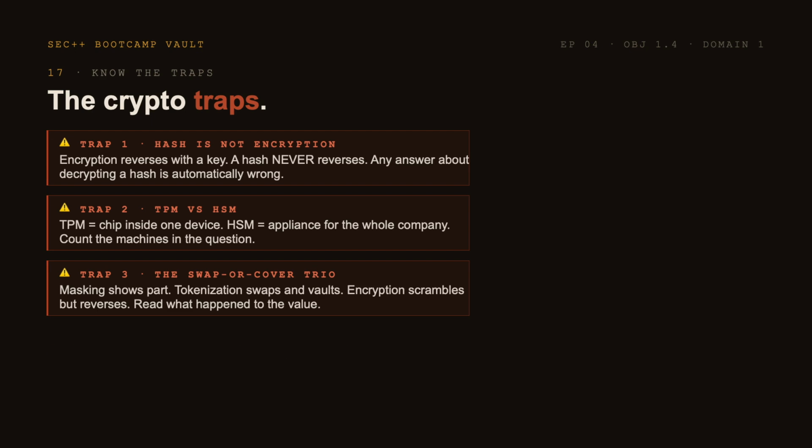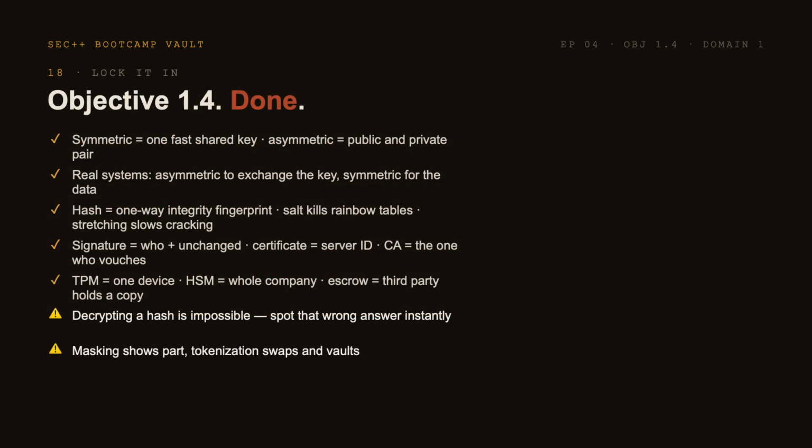Lock it in. Symmetric is one fast shared key. Asymmetric is the public-private pair, and real systems use asymmetric ones to exchange a symmetric key. Hashing is the one-way integrity fingerprint. Salt makes hashes different, stretching makes them slow. Signatures prove who sent it and that it did not change. Certificates are server ID cards vouched for by a certificate authority.